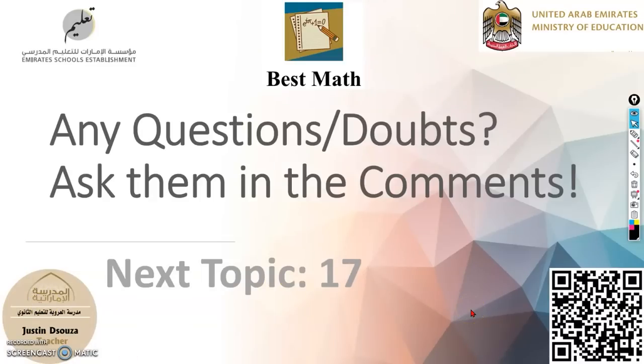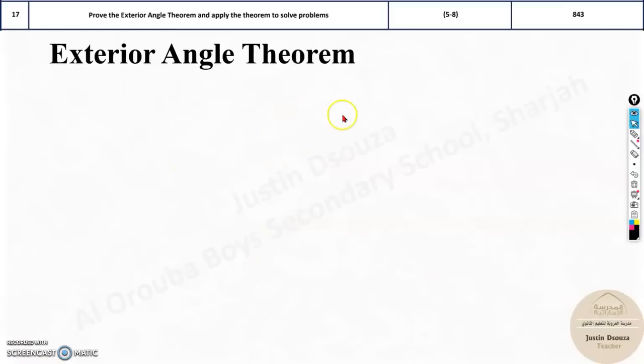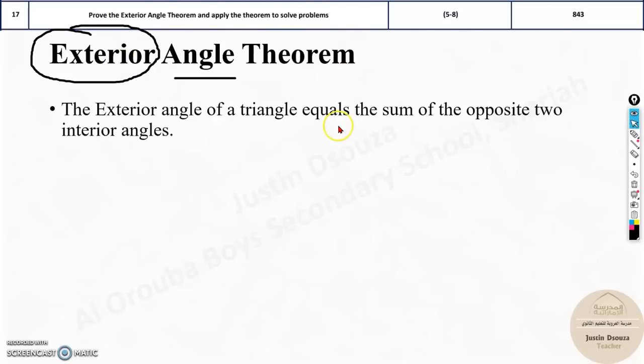The 17th topic is about the exterior angle theorem. What does this exterior angle theorem mean? You can understand exterior means something that's outside. It has to do something with angle, and it's a law. Let's see what it means.